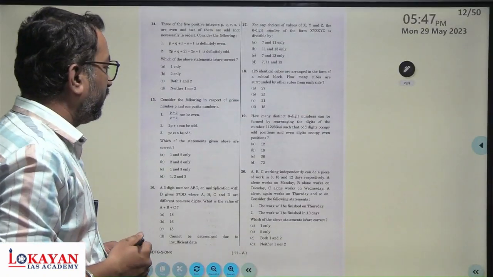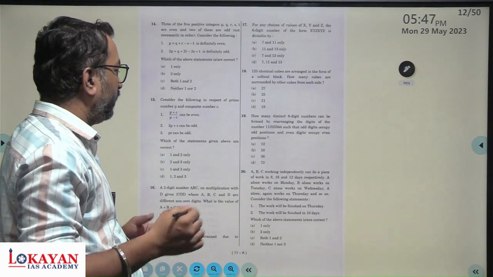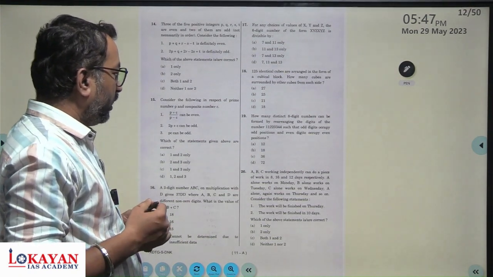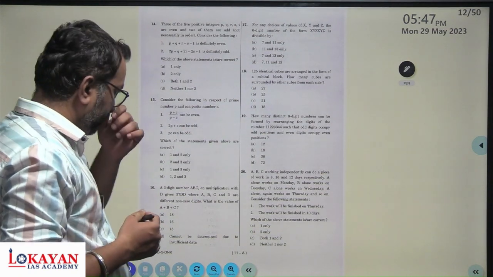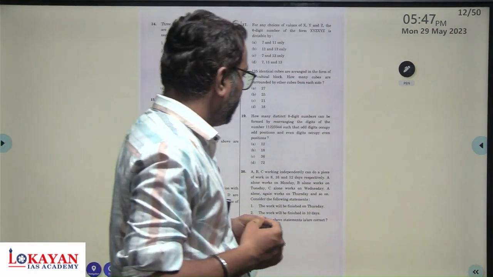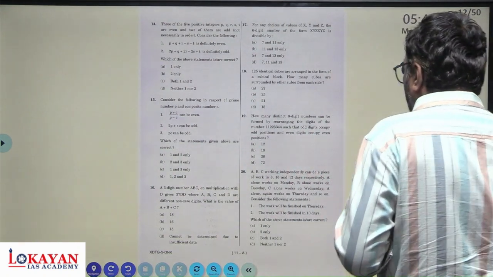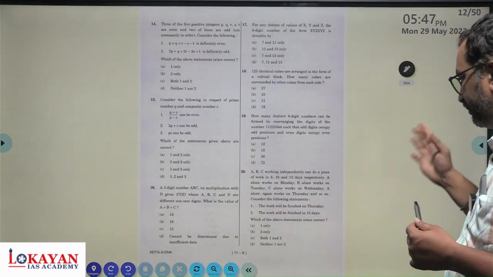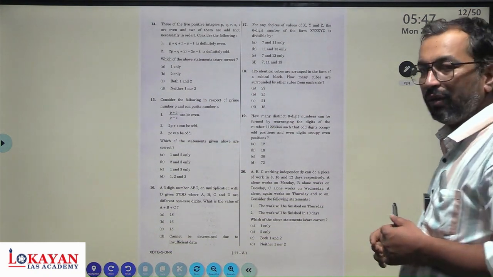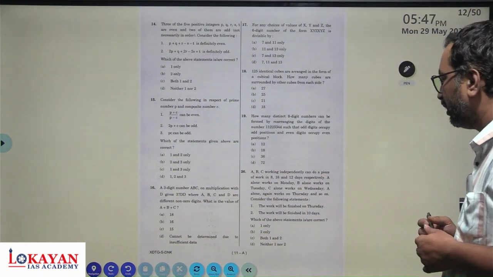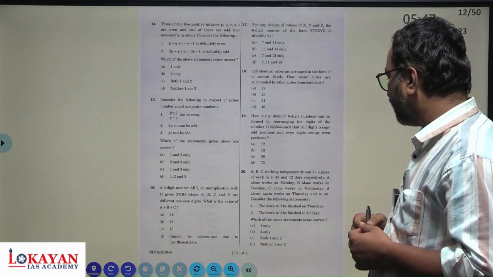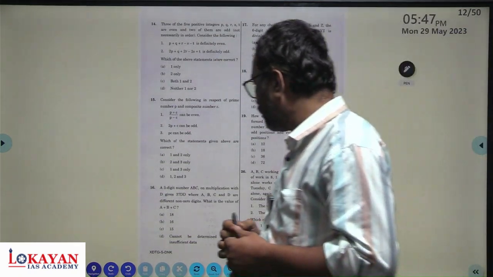A, B, C working independently can do a piece of work in 8, 16 and 12 days respectively. A alone works on Monday, B alone works on Tuesday, C alone works on Wednesday, A alone again works on Thursday, and so on. So they are working alternately. Consider the following statements. The work will be finished on Thursday.